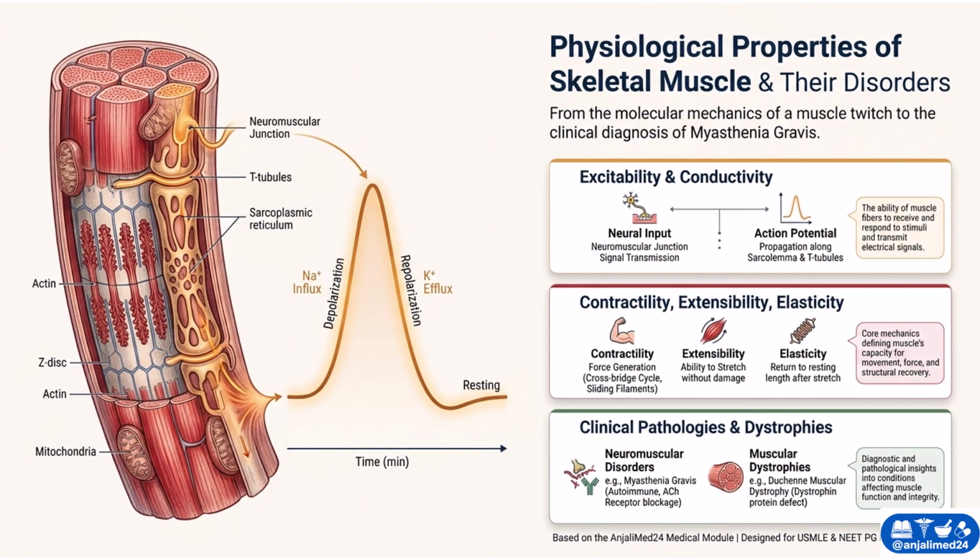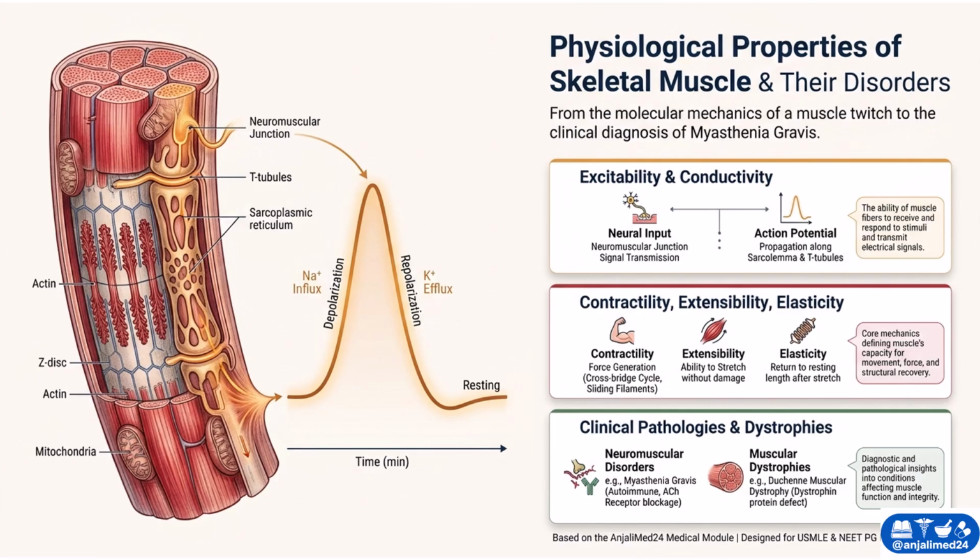Welcome everyone. In this lecture, we will explore the physiological properties of skeletal muscle and the major disorders associated with them. We will begin with the basic structure of muscle fibers, including the neuromuscular junction, T-tubules, and sarcoplasmic reticulum, which work together to generate the muscle contraction.